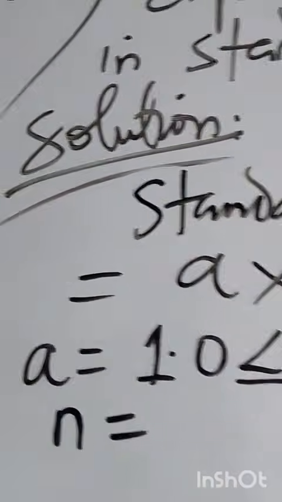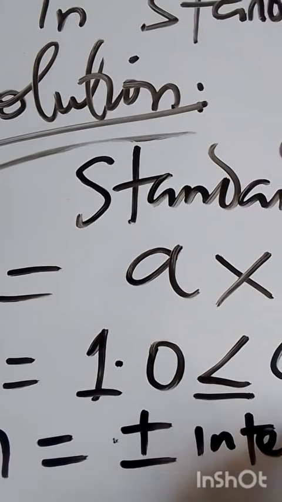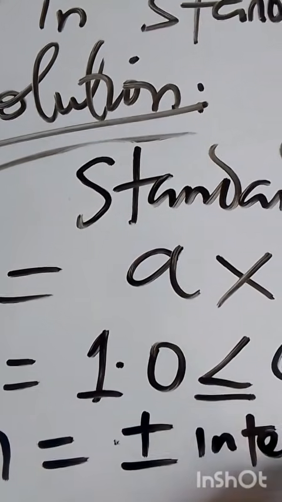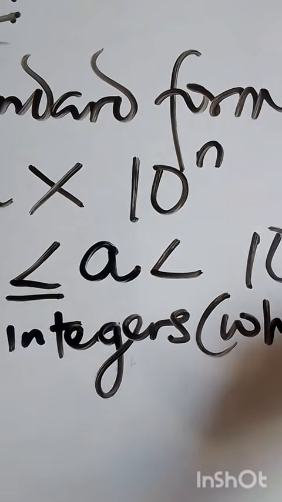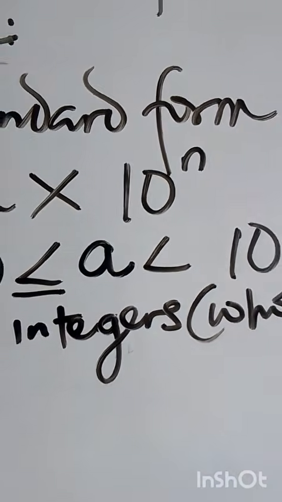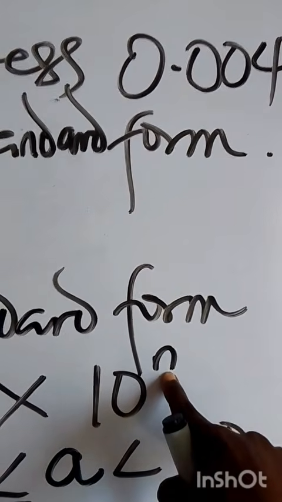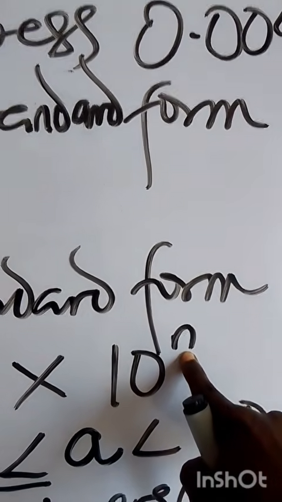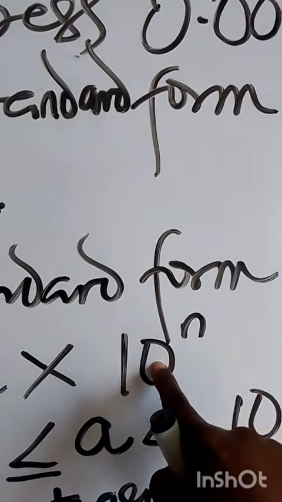So now let's look at the values of n. n can be either positive or negative integers. Yes, positive or negative integers. Integers are also called whole numbers. But why do we say positive or negative integers? Now, these are powers of 10, don't forget. So it can be an integer plus or minus 2, or plus or minus 5, but it's a power of what? 10.